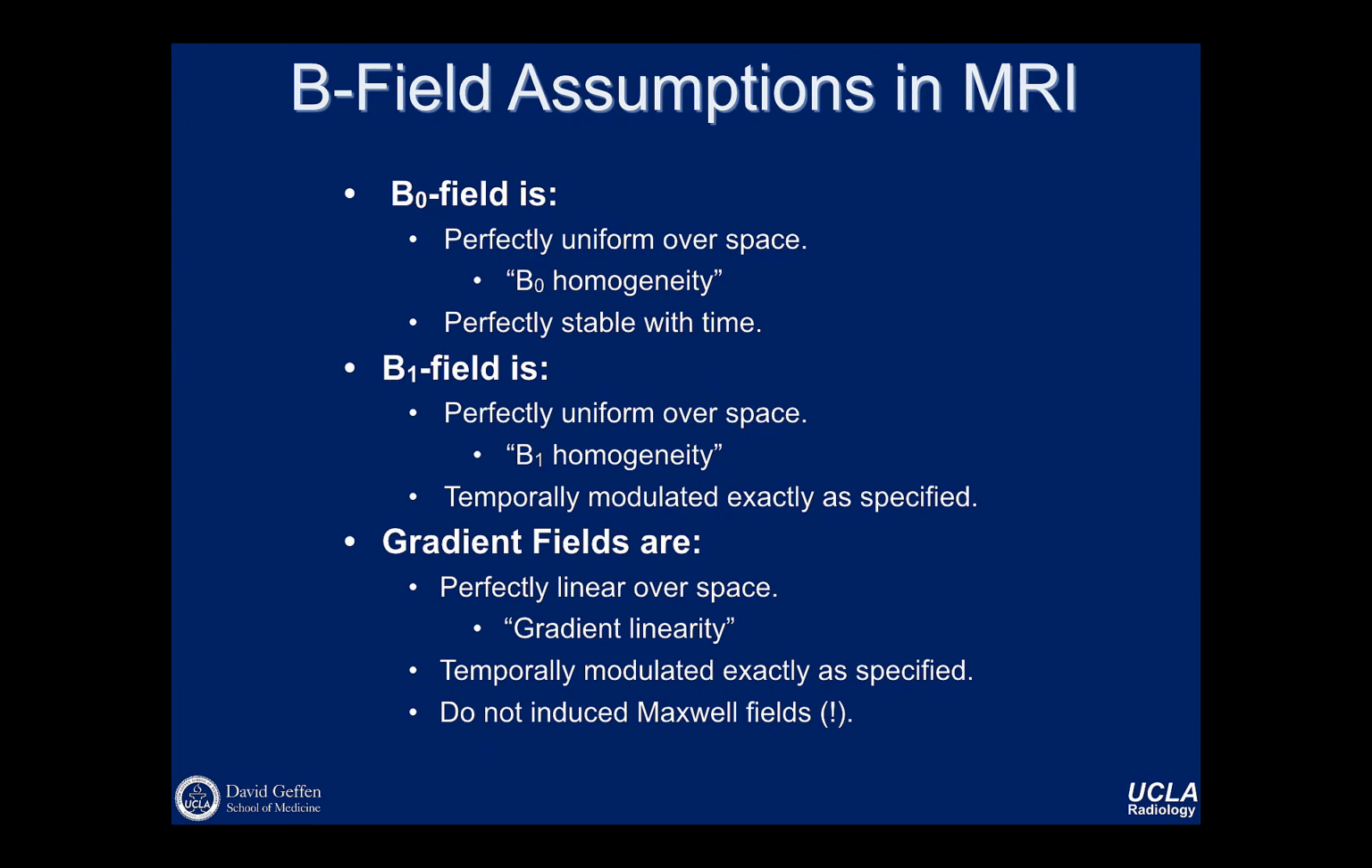That will inevitably lead to artifacts. And then for today, we introduce this concept of the gradient fields, and we assume these assumptions: that they're perfectly linear over space. We refer to that as gradient linearity. They're temporally modulated exactly as specified. We can turn them on and off exactly as we have in mind, and they don't induce any of these Maxwell fields. We didn't work out the terms there, but these are additional fields that physics dictates will exist.